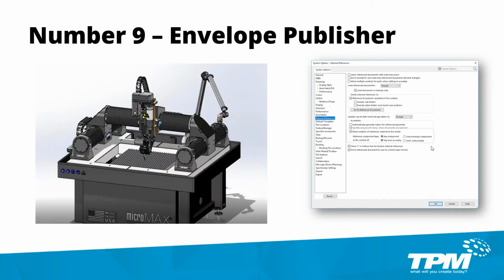All right, so to turn this one on, to actually be able to see this one, you are going to want to go into your system options, and under external references, you'll see a box down here that will allow the creation of references external to the model. But in addition to that, you will see the options for envelope down here as well. So that is how you turn that one on to use it. It is not on by default.